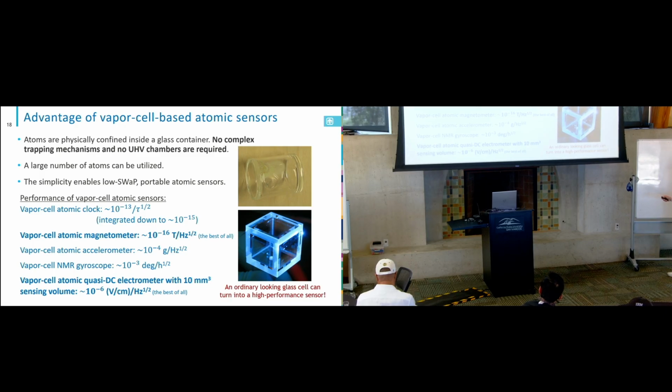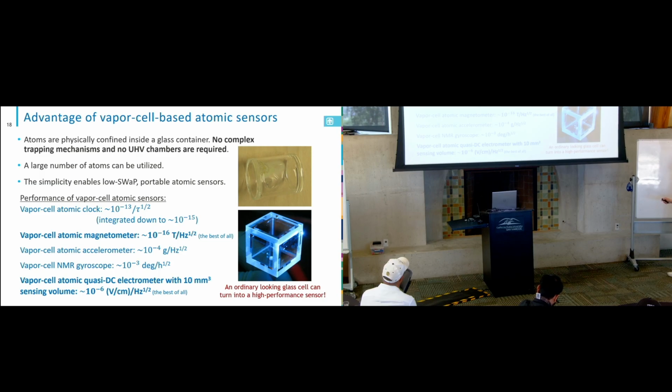The clock, currently the best demonstrated number is 10 to the minus 13, which can integrate down to 10 to the minus 15. Of course, compared to the state of the art, 10 to the minus 18 to 20, this is definitely a few orders of magnitude worse. But with this kind of stability, there's still very broad application space, especially, for example, the GPS system we've been using a lot these days. We use atomic clocks based on vapor cells in the satellites orbiting around the Earth with this kind of precision level. So that's already pretty good.